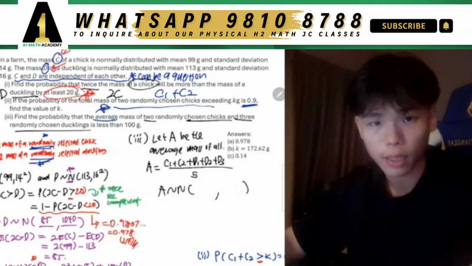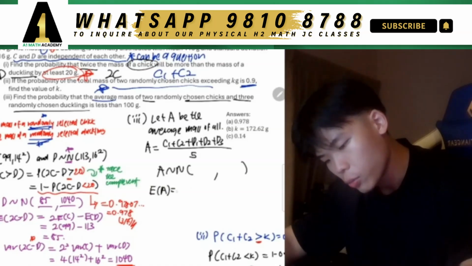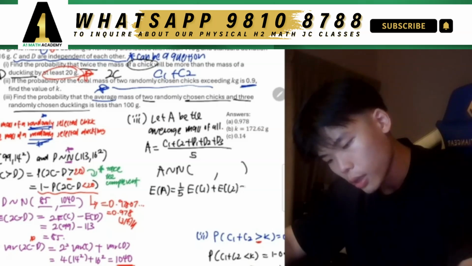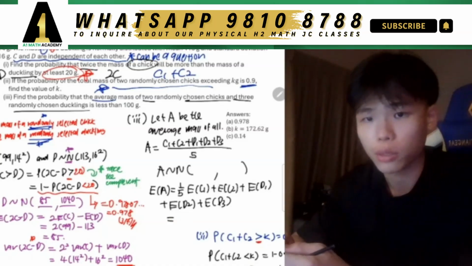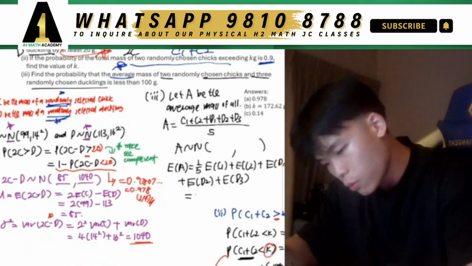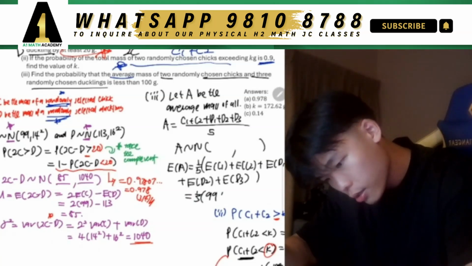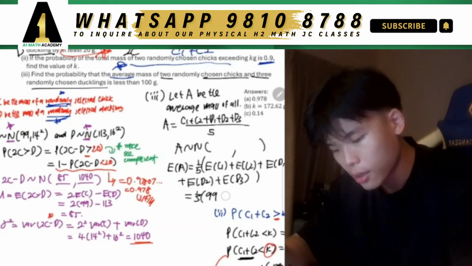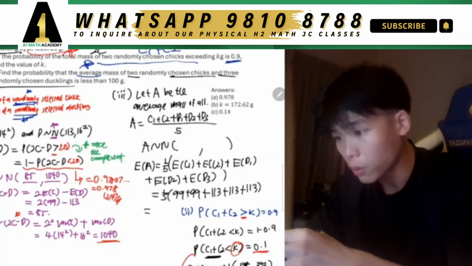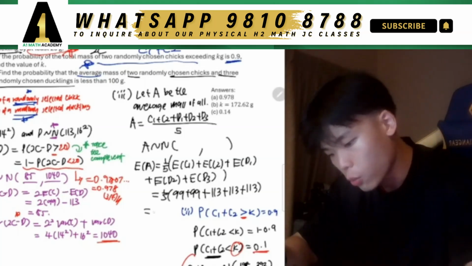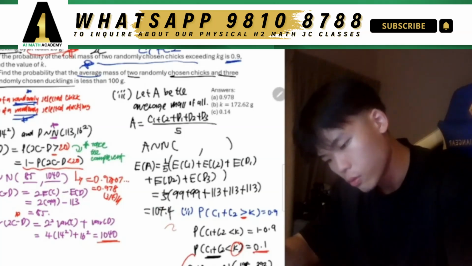And what we need to do is calculate the parameters. So the expectation of A will be 1 over 5 times the expectation of C1, expectation of C2, and then expectation of D1, expectation of D2, expectation of D3, right? In the end, we just need to input all these values individually. So it'll be 1 over 5 times 99 times 2, or you can just put 99 plus 99 if you want to follow the same way of presenting. 113, 113, 113, right? So you just add all of them together: 3 times 113 plus 198, divided by 5. So I get 107.4 over here.